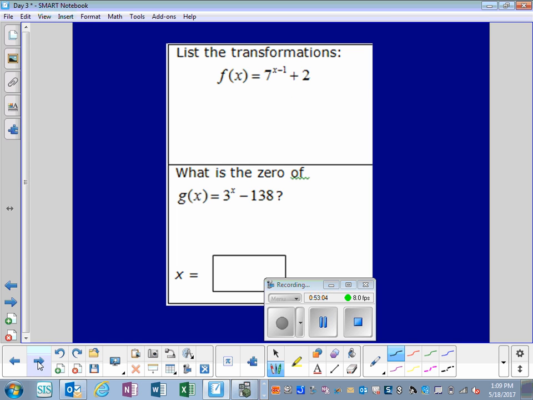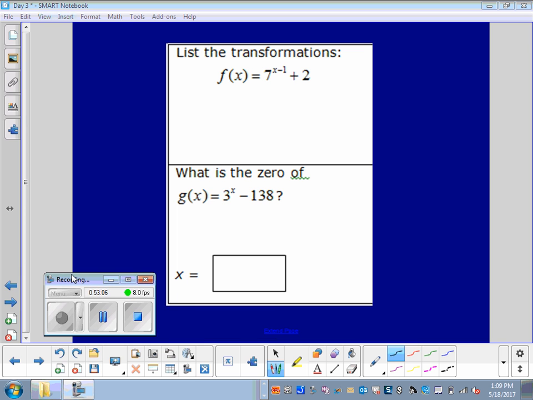Here's the transformation. It's almost the same as we just did now. What is the parent function for this function? Y equals 2 to the power of x. Keep the base. Oh, 7. 7 to the power of x. So what are my transformations? Right 1, up 2. Perfect. Do we all see this?